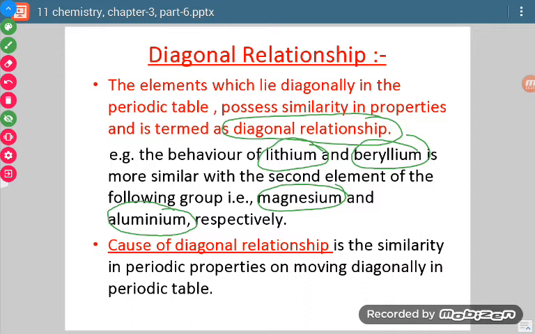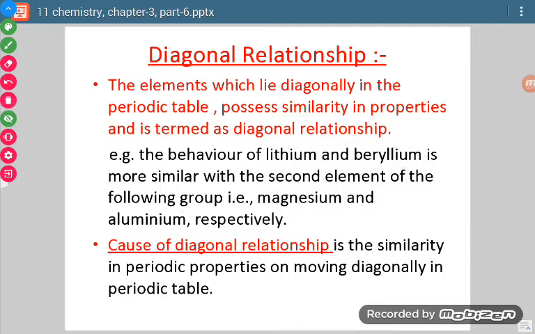Now question comes, why they show similarity in properties? Okay, now see, we have seen that in general, if a property increases in a group, then the same property decreases in the period. Now when we move in diagonal position like this, we move, then there is neither decrease nor increase, their properties remain almost same. So what is the cause of diagonal relationship? Similarity in periodic properties on moving diagonally in the periodic table. This is the cause of diagonal relationship.